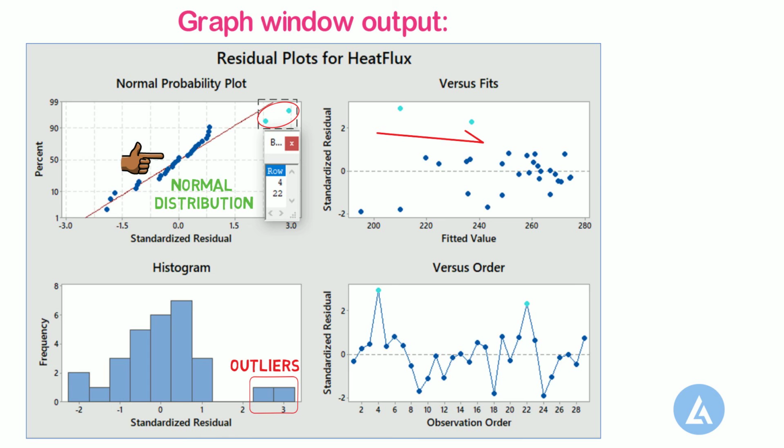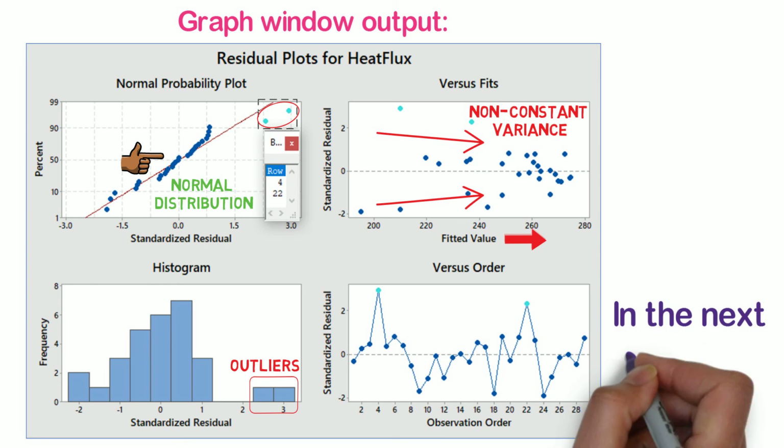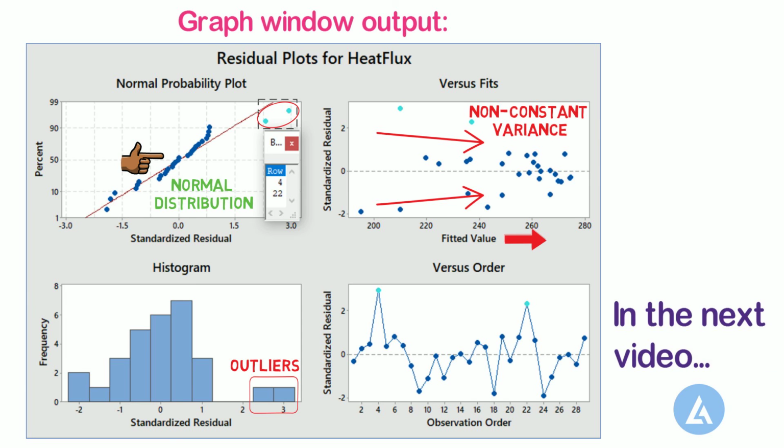The plot of residuals versus the fitted values shows that the residuals get smaller, closer to the reference line, as the fitted values increase, which may indicate the residuals have non-constant variance. This is all about multiple regression analysis. We will see another important topic in the next video.